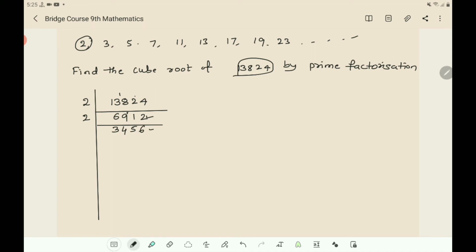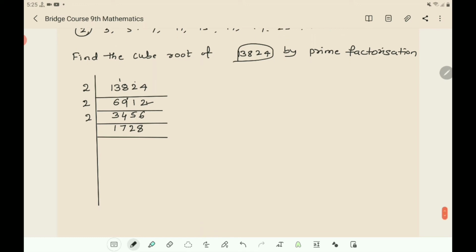Again it is divisible by 2 because the unit digit is 6. Then you divide it by 2. 2 1s are 2. 1 is remaining. 1 4. 2 7s are 14. 5 is there. 2 2s are 4. Again 1 is remaining. 1 6 16. 2 8s are 16. Again it is divisible by 2. Then you divide by 2.